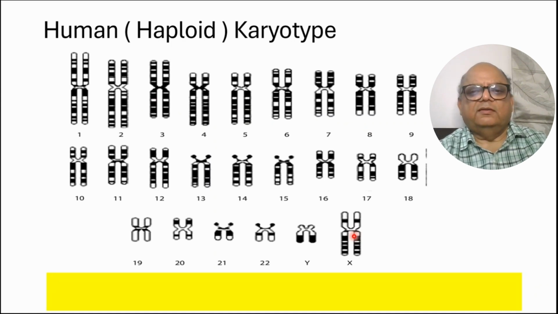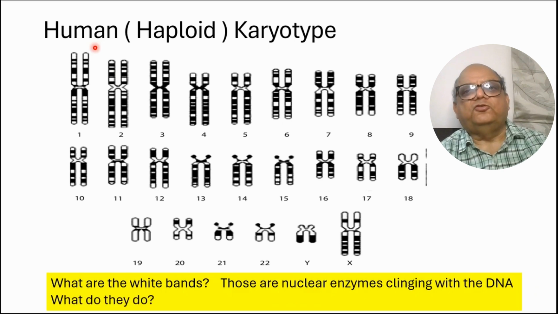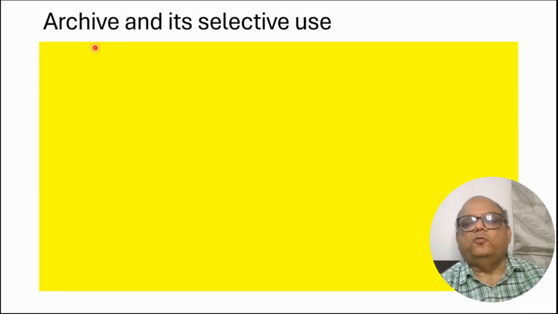So these are the white bands. Now, white bands and dark bands. Dark bands are the pure DNA sections. The white bands are the regions where nuclear enzymes are clinging to the DNA. Okay, so there are some nuclear enzymes which are closely associated with chromatids, and they are actually clinging to the DNA. So that's what is making the difference in appearance. Okay, what is the significance of these nuclear enzymes, and what do they do? Well, we'll see. So 23 pairs of chromosomes have the complete archived code for the full human body.